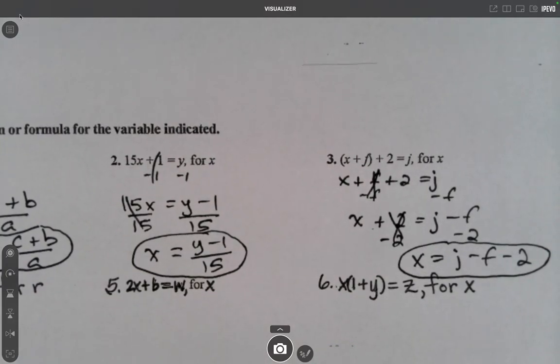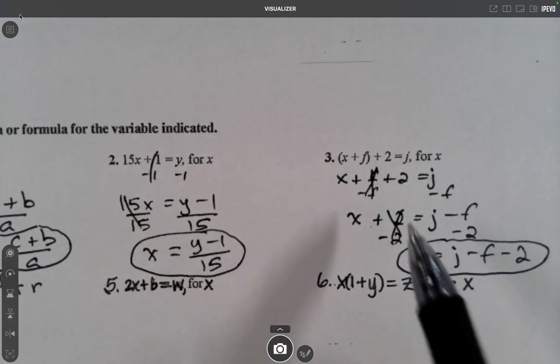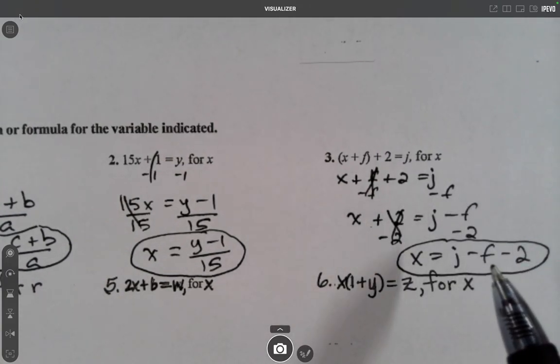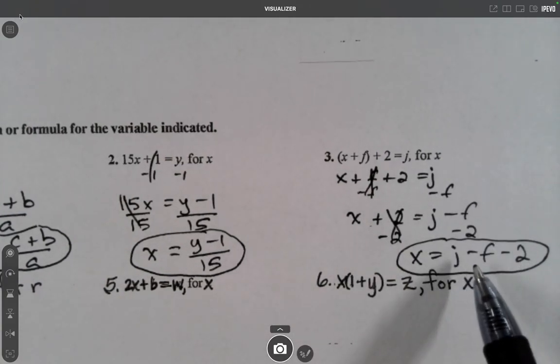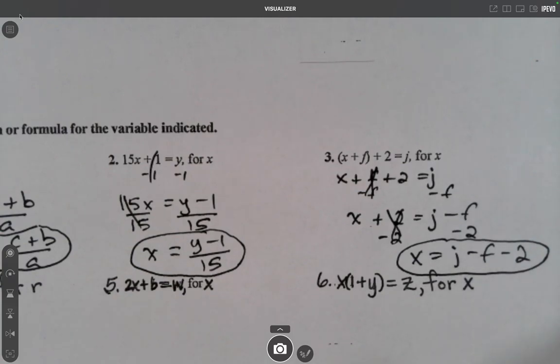Like I said, there can be more than one right way to rewrite it. If I had chosen to subtract 2 first and then the f, I would have had j minus 2 minus f. That's okay. That's equivalent to what we have here. So either form is all right.